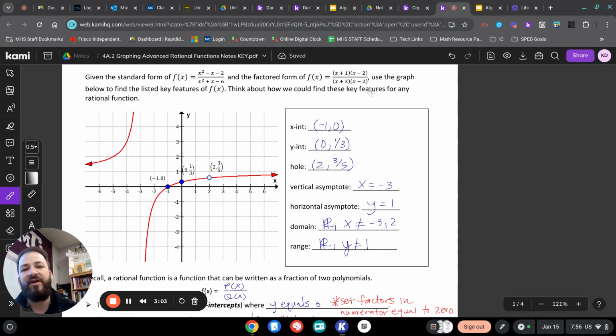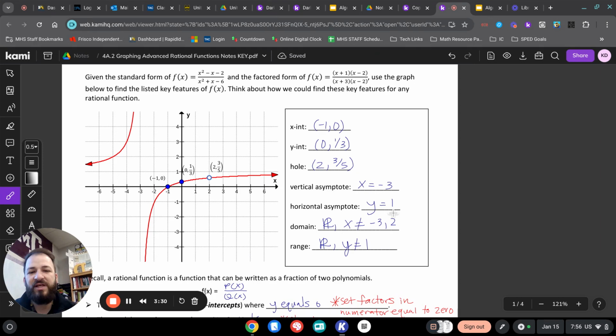Our hole, I want you to notice this x value of the hole is at 2. If you can see in our factored form, we have this x minus 2 over x minus 2. Now, if I have x minus 2 divided by x minus 2, those are the same thing. They will cancel out, and when they cancel out, they're going to be equal to 1. That changes the way our function looks, and that's what creates that hole. When we cancel out that factor, it adds in that hole for us. So that's where that 2 comes from. And then we can take that 2 and plug it back in, and we'll get that 3/5.